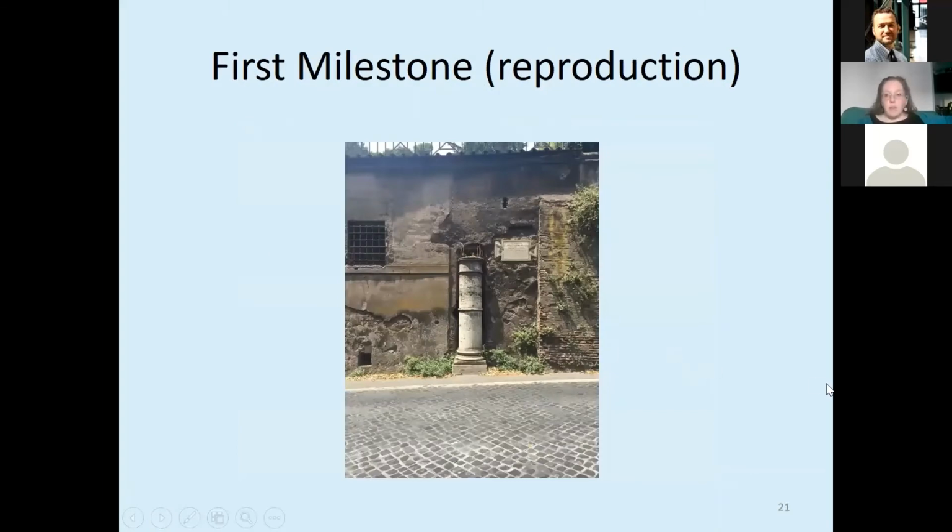I said that the Aurelian Walls eventually became the place where the Via Appia officially started, and this is the first milestone of the Via Appia. It's a reproduction. The original one is in a museum. I cannot remember which one right now. But yeah, so here is the official first milestone of the Via Appia, currently built into the wall of a house or business.